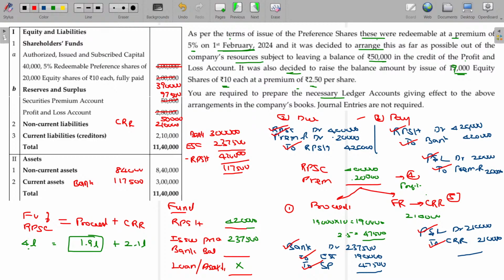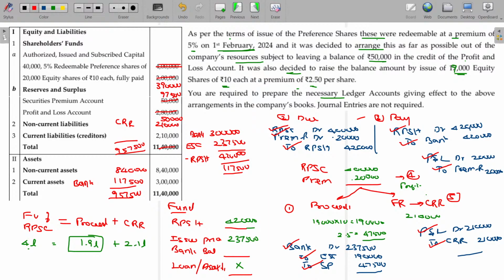Now the total of the balance sheet is 9,57,500. Get me the total on the liabilities side. Are you getting the same answer or not? Nine lakhs 57,500. Clear?